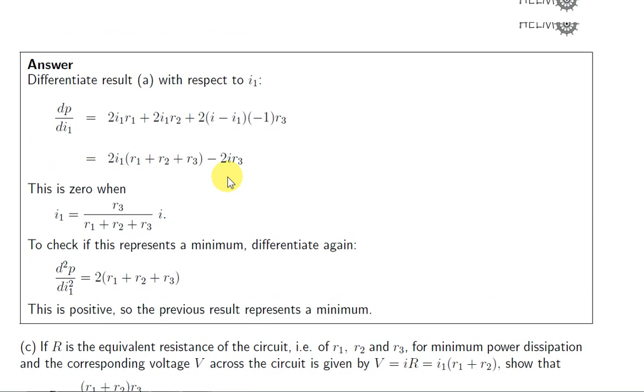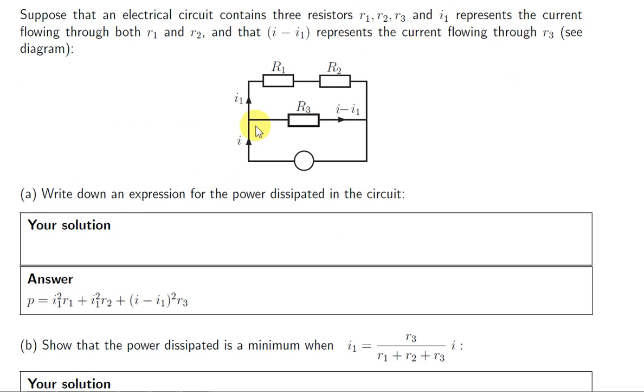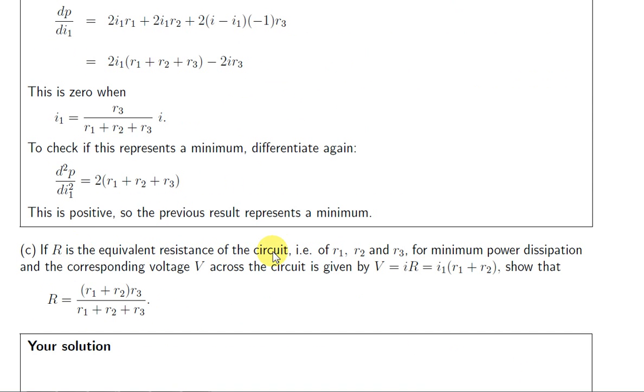So we have determined the current I1 that flows through these two resistors such that the power dissipated in this circuit is a minimum. So we've determined I1 in terms of the given resistances and this given current I. If R is the equivalent resistance of the circuit, i.e. the resistance of the three resistors, for minimum power dissipation and the corresponding voltage V across the circuit is given by V equals I times R equals I1 times (R1 plus R2). We want to show that R, the equivalent resistance of the circuit, is given by this formula.